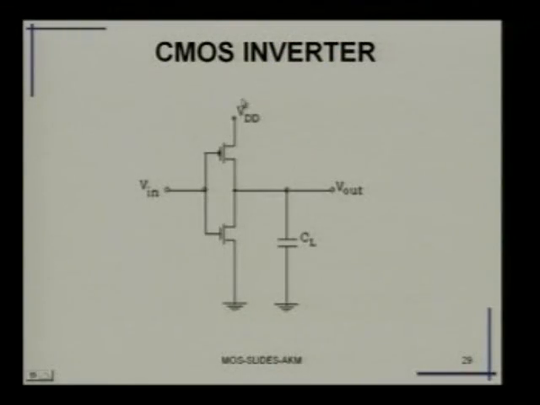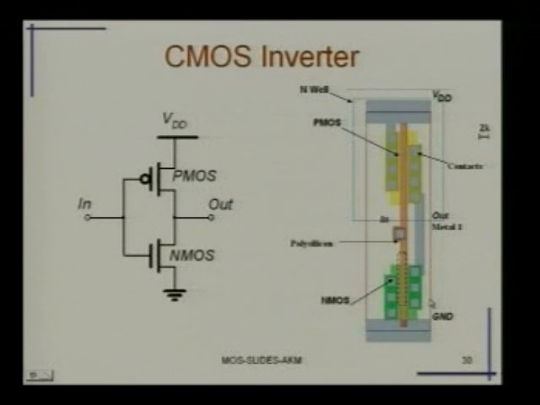What really happens in a CMOS inverter is that you have a p-type MOS, this is an n-type MOS, and this is a load capacitance. And when V in and V out, this is a typical CMOS inverter. What are the advantages? Because the static current flow will be 0. And why so? This is a typical layout of a CMOS circuit, a CMOS inverter.